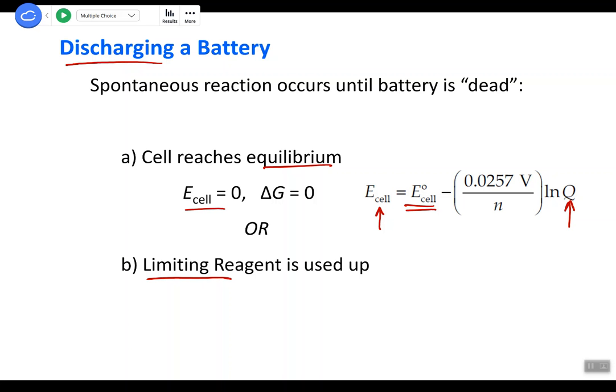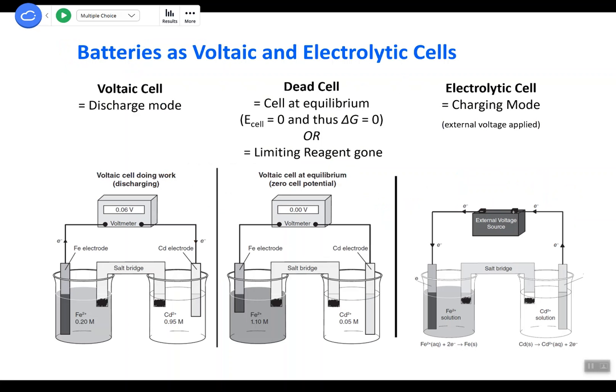You simply ran out of your limiting reagent. And depending on the battery, either one of these reasons, whichever one's first, is what is going to kill your battery. Let's look at an example of this. Here we have a voltaic cell. We simply set it up, let's say with some iron ions and a solid iron electrode, some cadmium ions and a solid cadmium electrode. We set it up, and spontaneously, electrons start to flow.